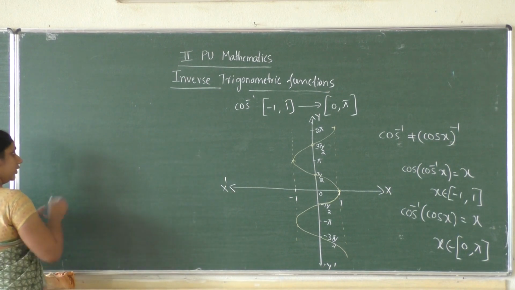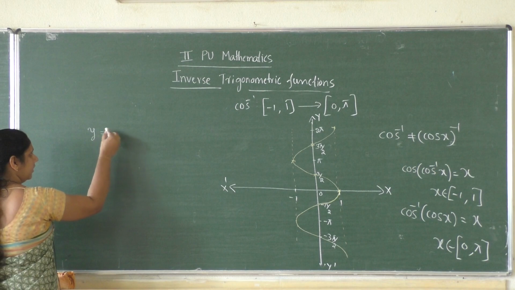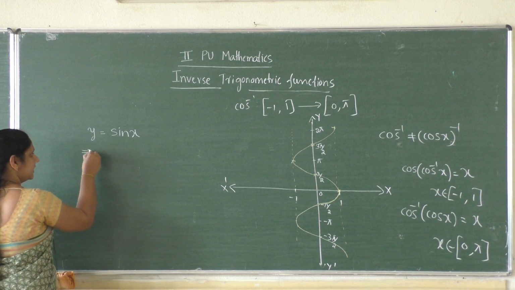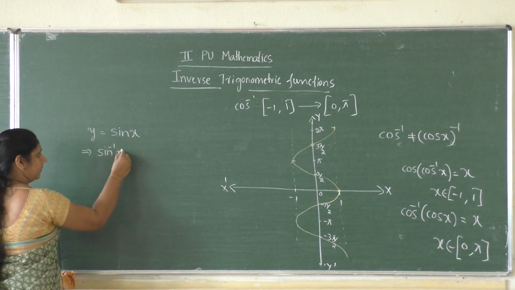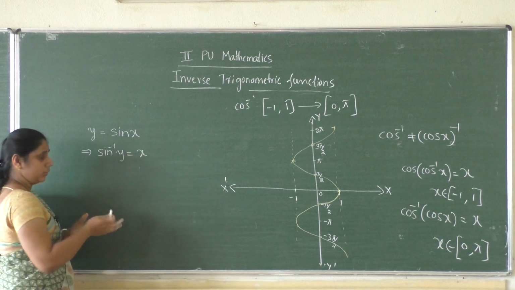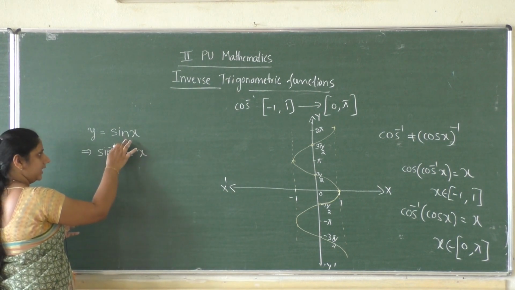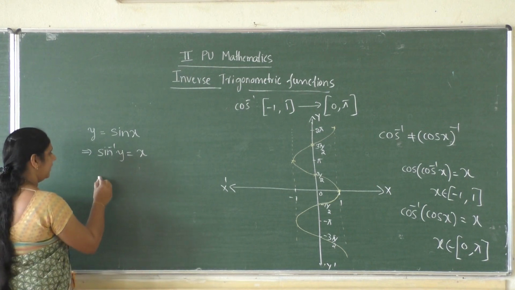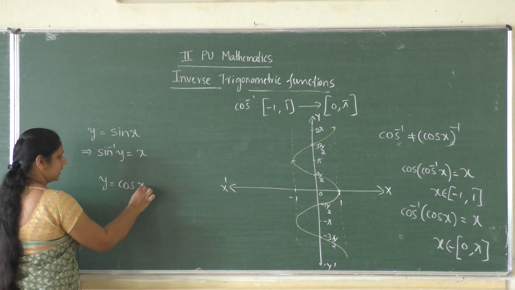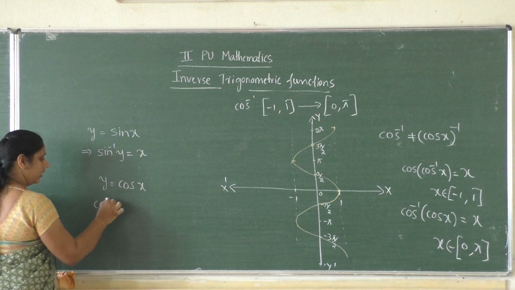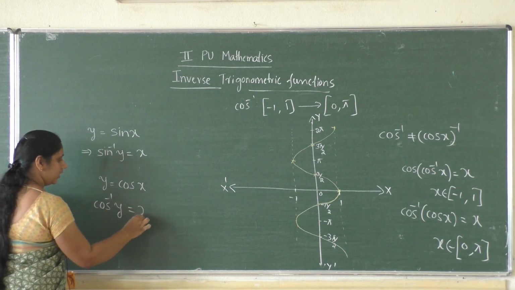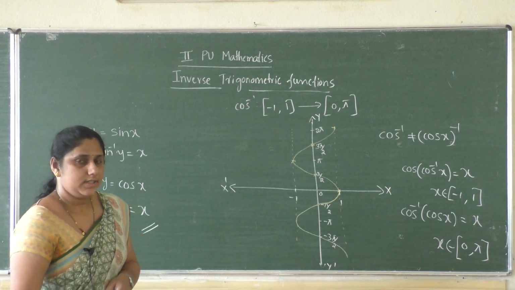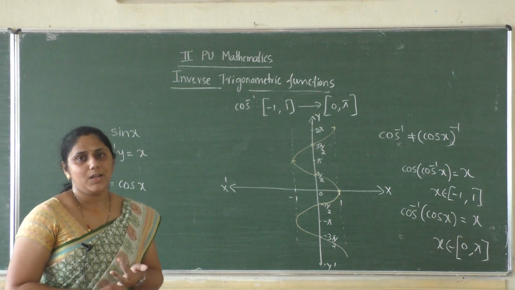And also for the first one, if I take y equal to sin x, then it is the same as sin inverse y equals x. So you can write like this. If y is sin x, then you can write sin inverse of y equal to x. Similarly, if y equal to cos x is given, then you can write cos inverse y equal to x. So these are the inverse trigonometric functions for the first ones, that is the sine and cosine functions.